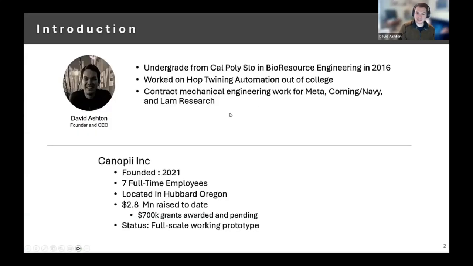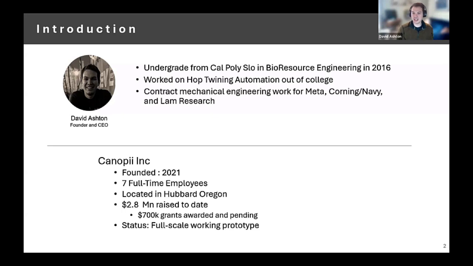So yeah, I'm the founder and CEO of Canopy. I have an undergraduate degree from Cal Poly San Luis Obispo in bioresource and agricultural engineering. I graduated in 2016. Out of college, I worked on a hop twining process. We were approached by a hop merchant. Hop twining is very labor intensive, so we created a twining method to tie knots to the top of the wire, about 18 feet off the ground. On my way up to Yakima, Washington, where most hops are grown, the funder of that company filed bankruptcy, so I landed in Oregon because I refused to live in Yakima, Washington.